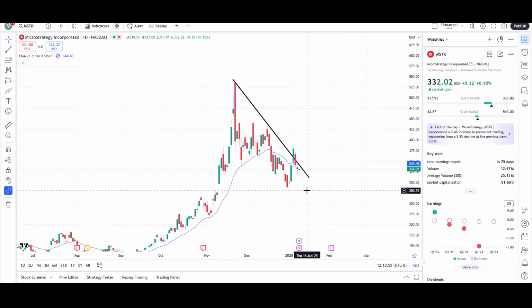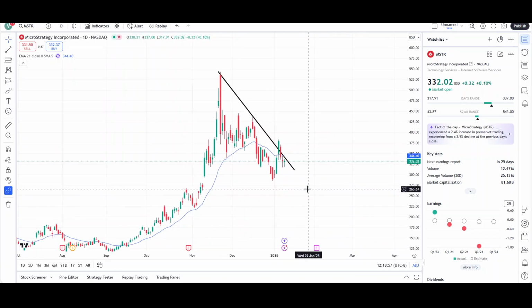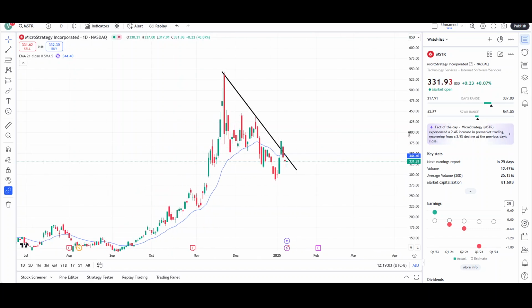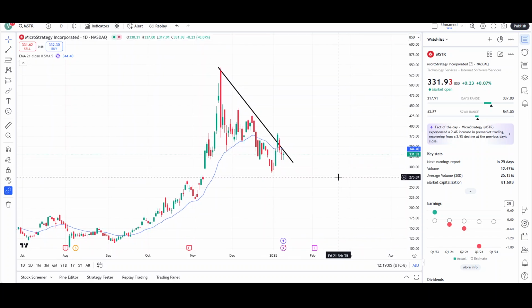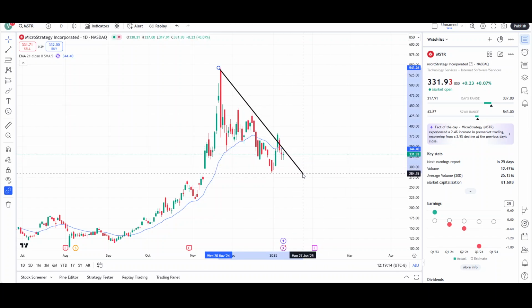So again, it's discretionary, right? This isn't a perfect science for MicroStrategy. It's not 100% accurate how you draw your trend lines. The best way to say it is whatever the market is doing at the moment. So as of right now, it looks like it's still kind of bearish, so I would say that it's still below the trend line.